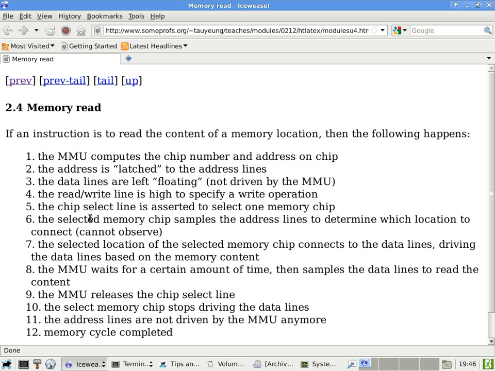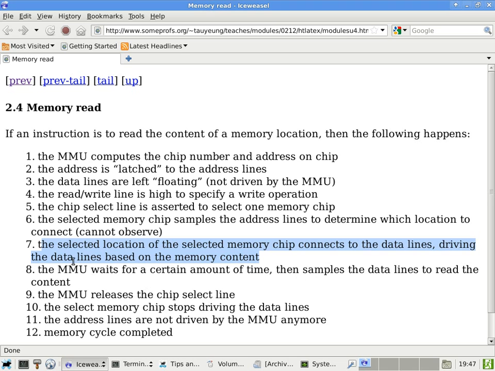Thank you. The chip select line is now asserted to select one memory chip. Once the memory chip is selected, the first thing it will do is look at the address bus. The selected memory chip will sample the address bus to determine what location should be connected to the data pins. Then the selected location of the selected memory chip will connect to the data lines. In other words, the memory chip is now driving the data lines.